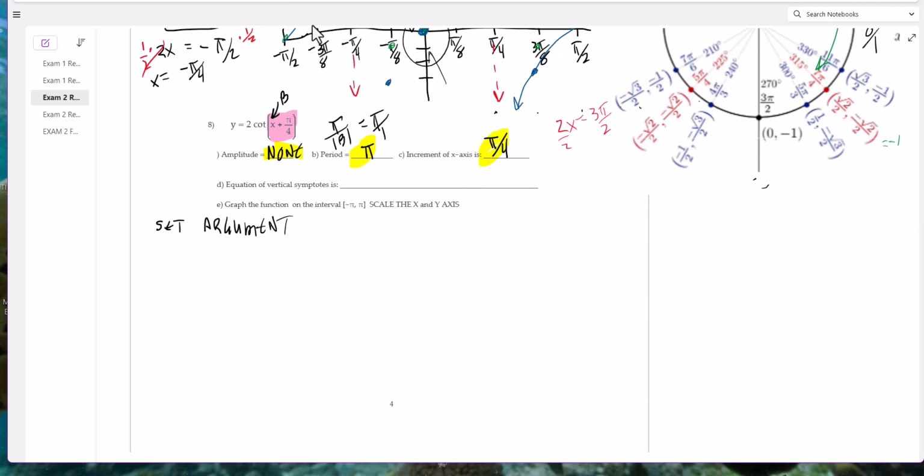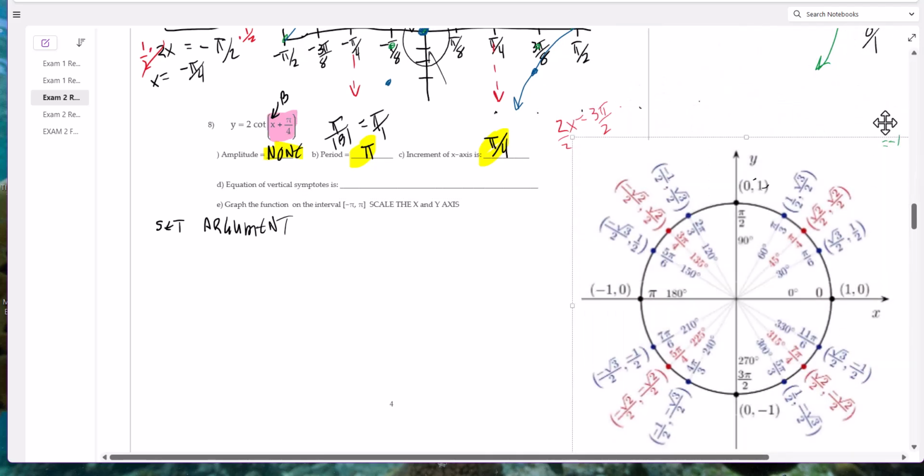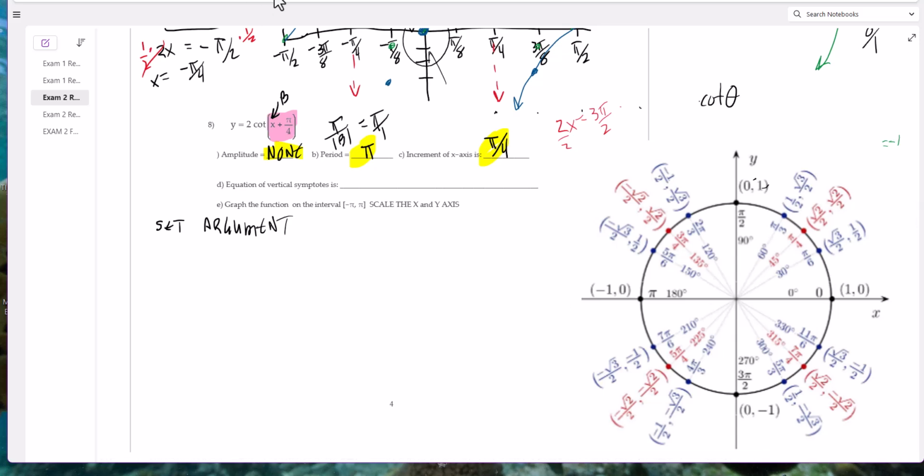And the idea is you have to remember that a cotangent of theta is equal to x over y. So you're going to find that if you're at 0, the cotangent of 0 radians is 1 over 0, so it's undefined. So you're going to set the argument equal to 0. The other place, if you do the cotangent of pi, that would be x over y, so that would be undefined. So you can set it equal to pi, and then you could set it equal to 2 pi, negative pi, and so forth.